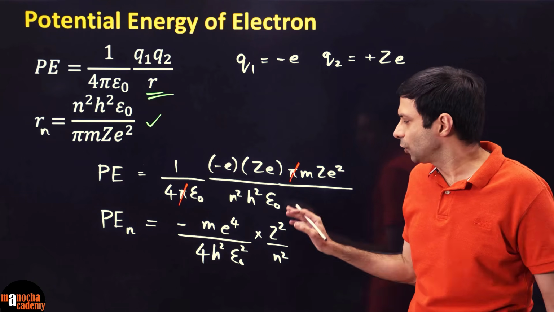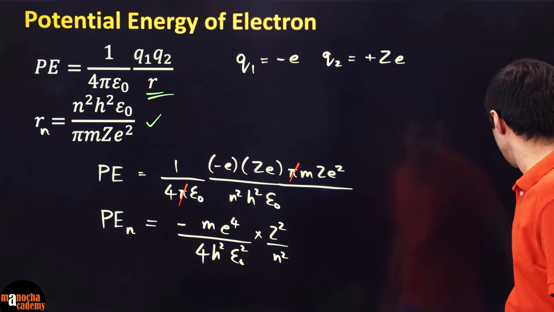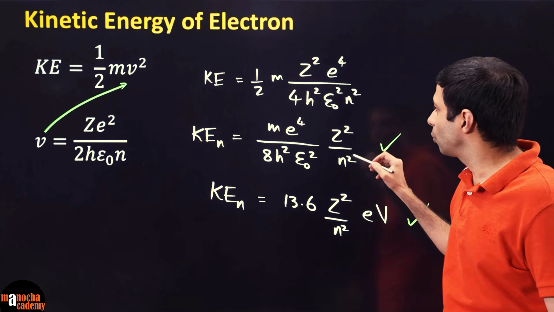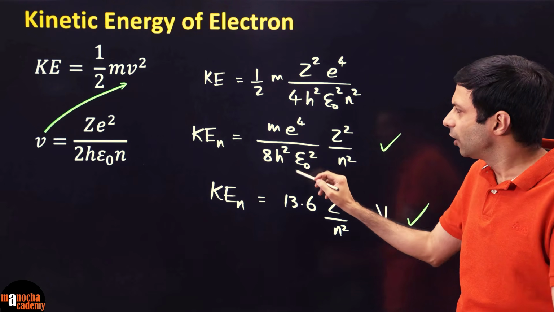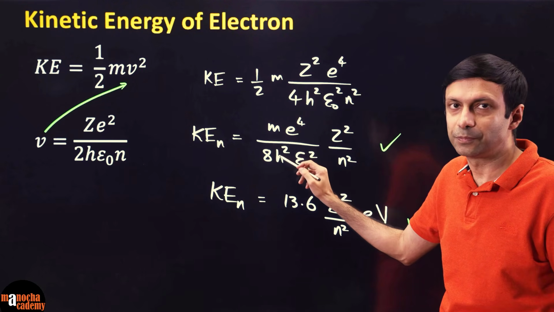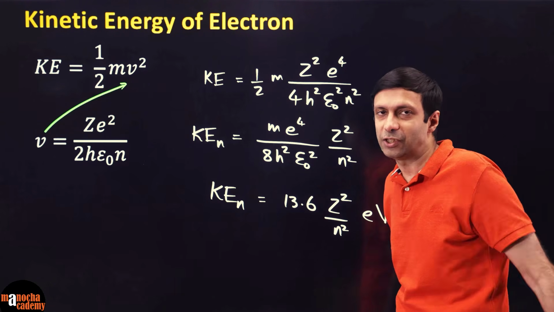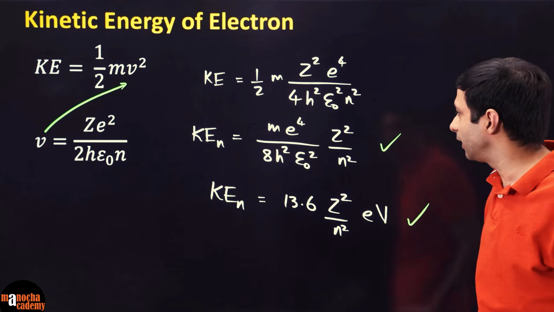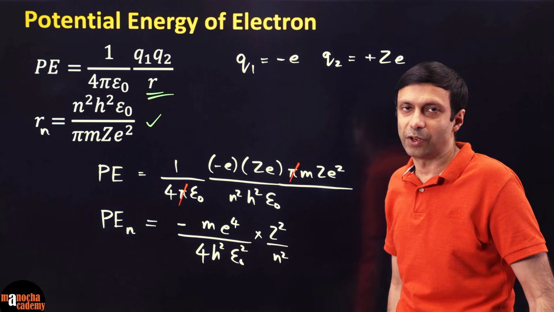So this is the potential energy formula in the nth shell. Now let's compare this formula with the kinetic energy formula in the nth shell. If you saw the kinetic energy formula, again we had Z square by N square, m E to the power 4 over H square epsilon naught square. The only difference is there's an 8 over here. And of course here the sign is positive, kinetic energy is positive, potential energy is working out to be negative. So two main differences: here it's positive with the 8, everything else is the same, but you have a 4 over here.